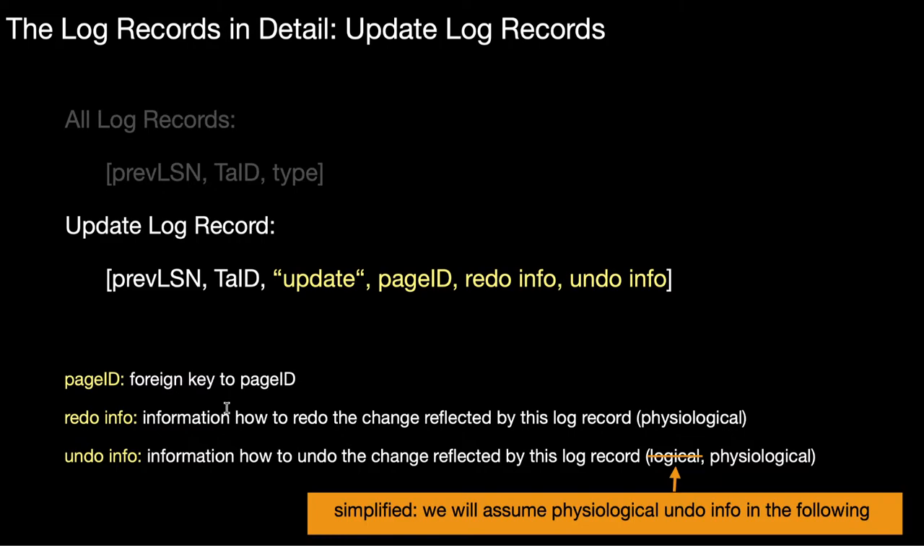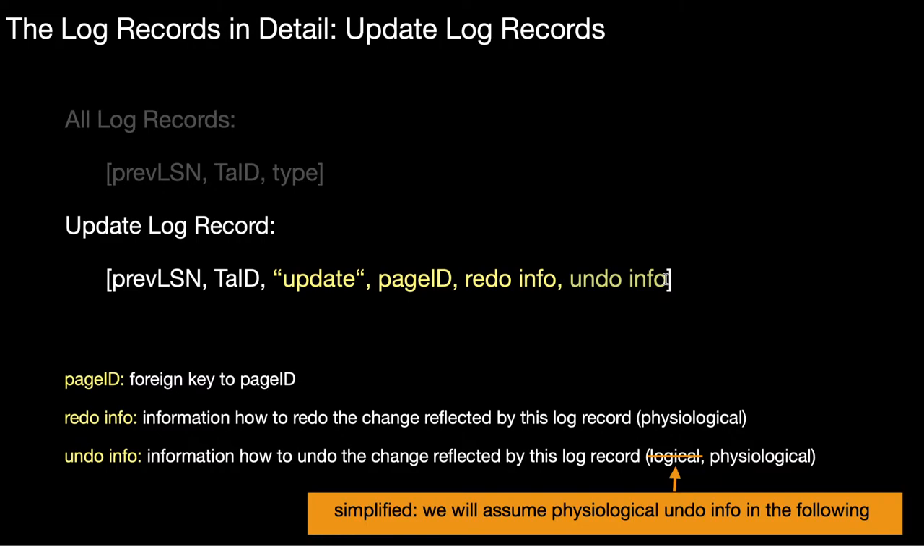Of course, you can then make a decision on how exactly we store the log records, because previously I talked about logical, physical, and physiological logging. What I will assume in the following is that the redo information contains physiological information, so a high-level operation that is restricted to the specific page ID. And the same I will assume for the undo information: a high-level operation restricted to that specific page.